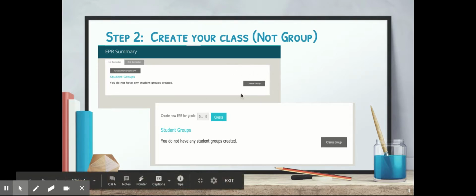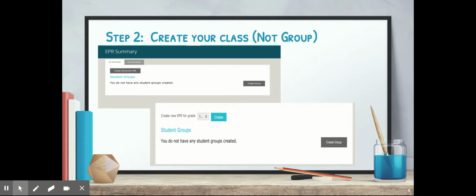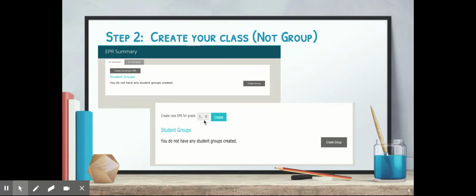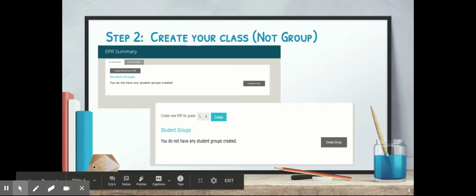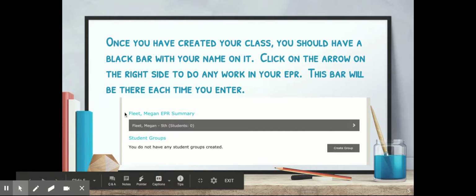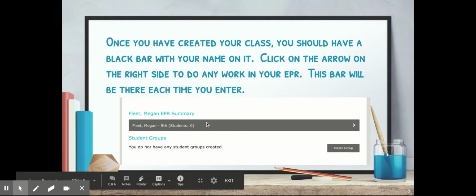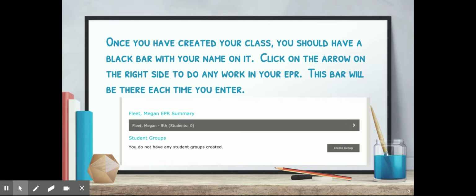First thing you have to do just once is to create your class. So don't create a group, not a group over here, but create your homeroom EPR right here. If you click on that, you will then get this second little screenshot. It will say create new EPR for your grade level. Megan Fleet was kind enough to let me use her, so it says grade 5. And then you're going to hit the create button. Once you've created your class, you should have a black bar right here with your name on it. Anytime you click on this arrow on the right-hand side, it's going to allow you to do work in your EPR. And that bar will be there every time that you enter.